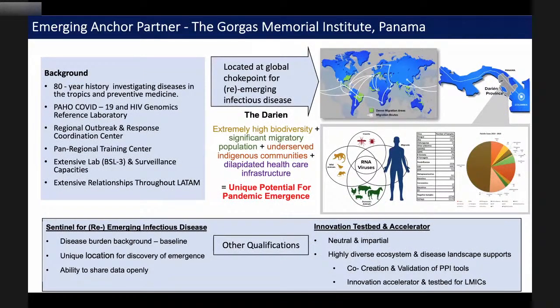I know my time is short and I talk too much. But Gorgas Memorial Institute in Panama is one of those partners. It has been around for 80 years, is a reference center, and has BSL-3 capacities, but is located at a unique spot in the world called the Darien Gap. The Darien is a location where hundreds of thousands of migrants from all around the world come through. We see very high biodiversity, underserved indigenous communities, and dilapidated health and care infrastructure. So there is really unique potential for pandemic and epidemic emergence.